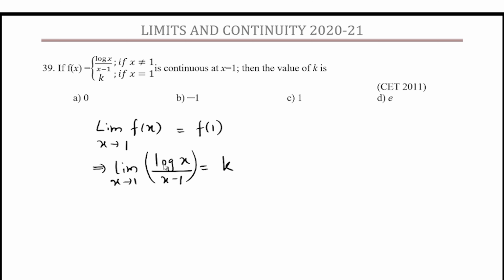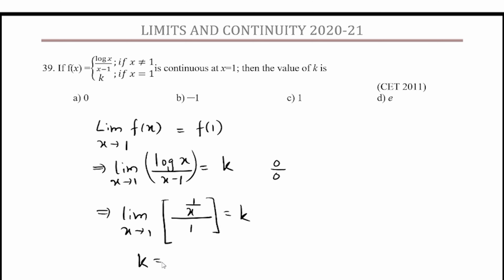Now put x is 1, what happened? Log 1 is 0, divided by 1 minus 1, 0. It is in the indeterminate form. So simplify using L'Hospital rule. Differentiate numerator and denominator separately. Derivative of log x is 1 by x, divided by derivative of x minus 1, which is 1, is equal to k. Put x equal to 1. Therefore, k is equal to 1 divided by 1, that is 1. Hence, the value of k is 1. Option C is the right option.